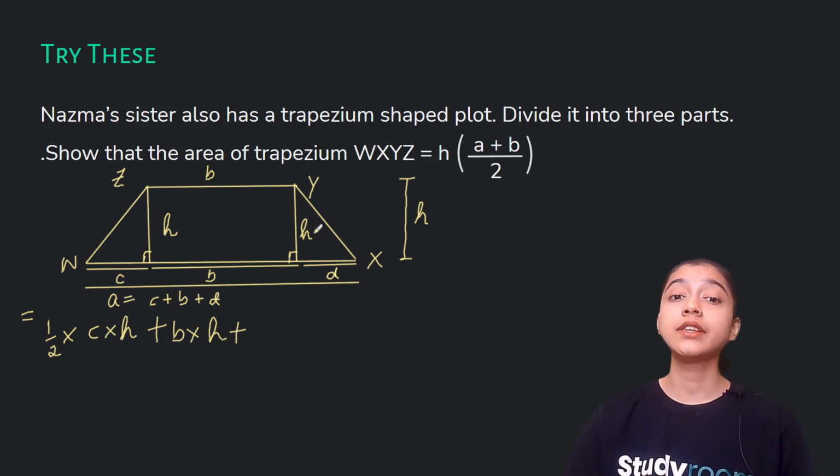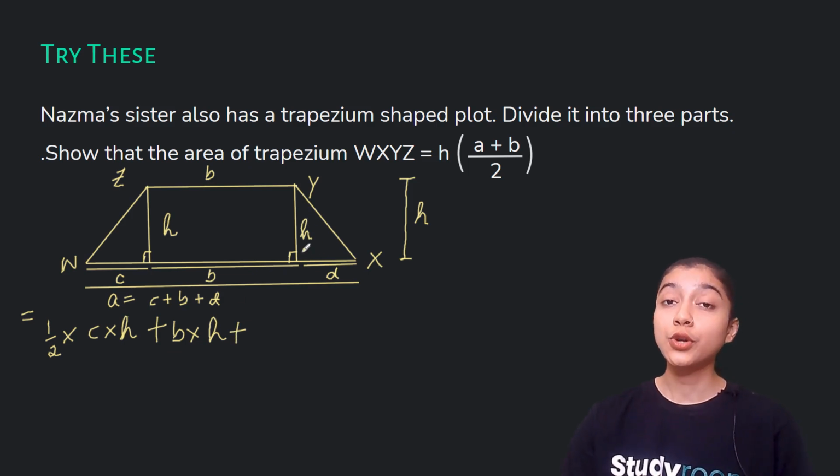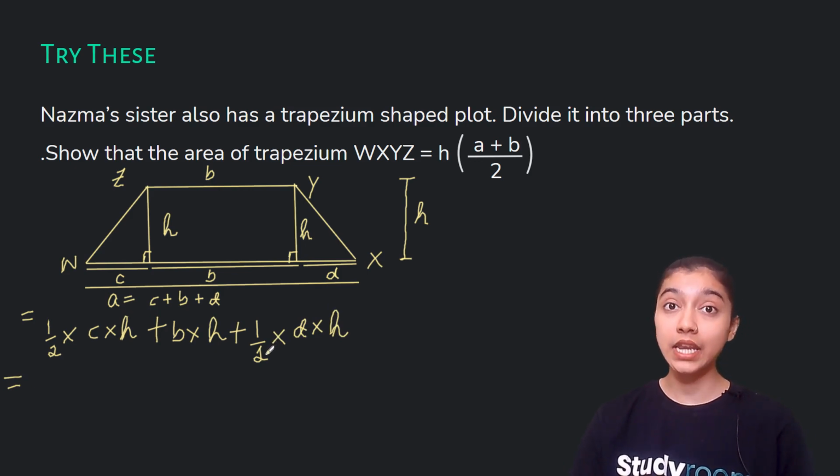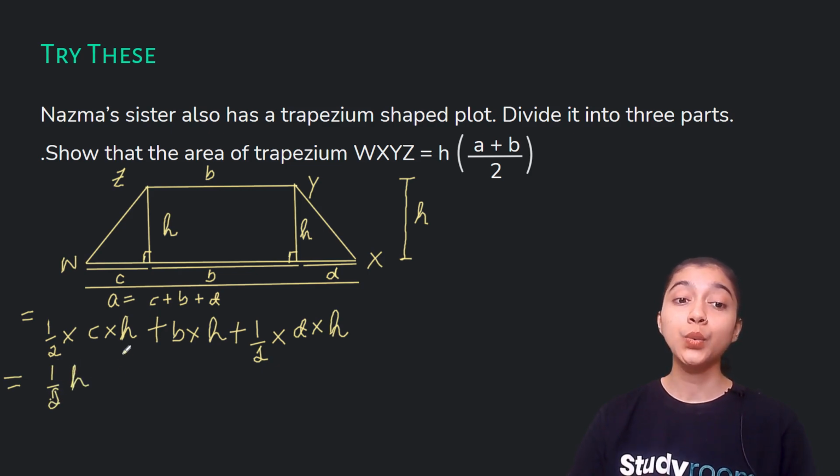Now we have to calculate the area of this triangle. In order to calculate the area of the triangle, the formula is half into base into height. So here we'll write half. The base of this triangle is D and the height is H. Now from all these three terms, let us take half and H common. If I take half and H common from all the three terms, we'll be left with C plus 2 times B plus D.